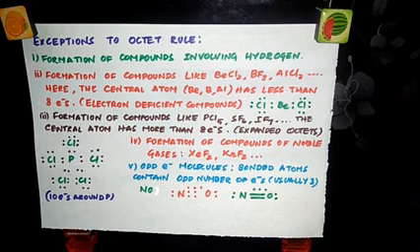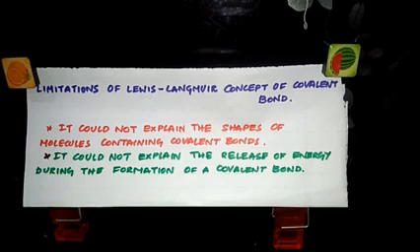So what are the limitations of the Lewis-Langmuir concept of covalent bond that led to the other theories? The main drawback of the Lewis-Langmuir concept of covalent bond is that it could not explain the shapes of molecules containing covalent bonds. We know different molecules possess different shapes, so this theory could not explain the shapes of these molecules. And secondly, it could not explain the release of energy during the formation of a covalent bond. So why is energy released when there is a bond formation? That could not be explained by the Lewis-Langmuir concept.